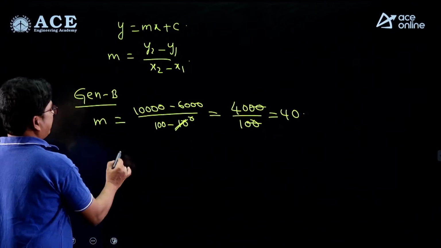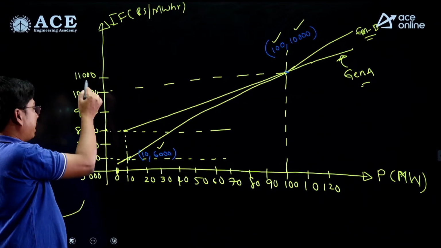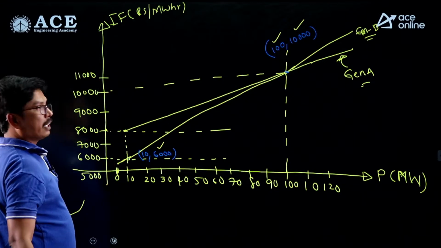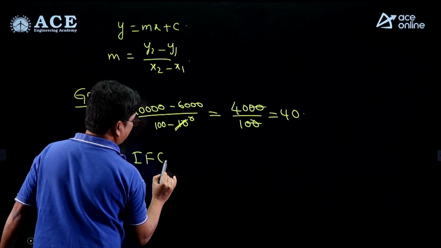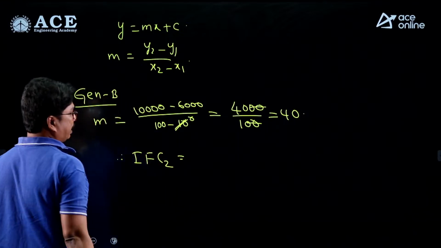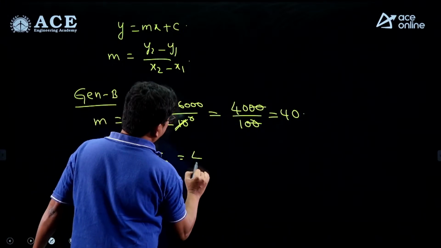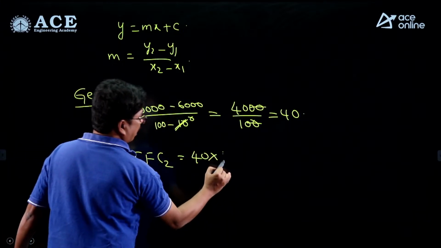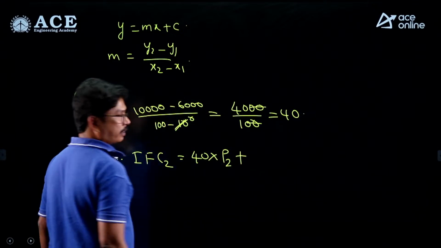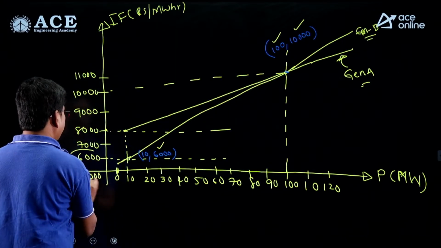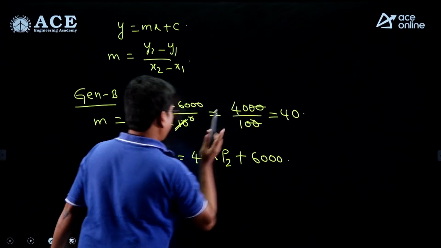This is the slope. Therefore, what is y? So what is the y-axis? The y-axis we are having here, it is the incremental fuel cost of plant 2. So IFC of plant 2 is nothing but m is slope, 40 into x-axis will be the power of generator 2, P2, plus some constant. What is the starting constant? Starting constant will be 6,000, right? It will be 6,000 we are going to have.